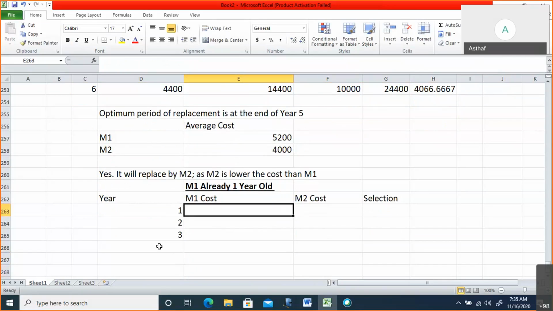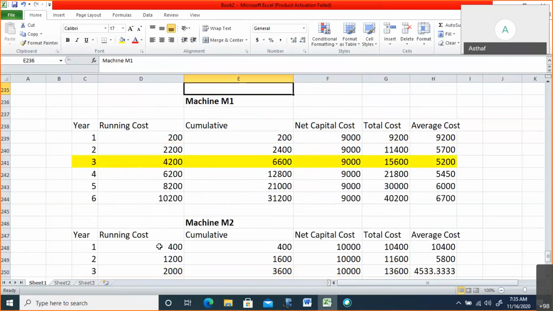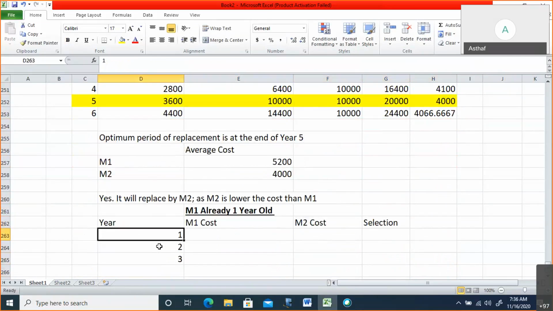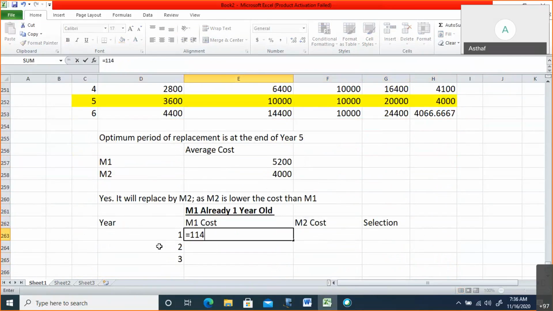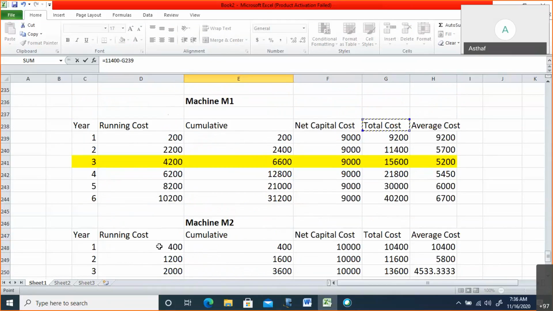I know you are ready, I am also ready. So look, this is for M1. See, this is 1 year old already. So for an additional 1 year, what will be the cost? The difference between these. What is the difference? 11,400. 9,200.